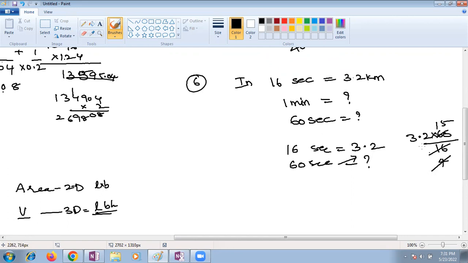Another trick, ma'am. That is 3.2 divided by 16 into 60. Ma'am, when we divide 3.2 by 16, we'll get 0.2, and multiplied by 60, we'll get 12. And when we convert it into meters, we'll get 12,000 meters. Ma'am, kilometers. No. 12 kilometers. It is 120 you will get, but here one decimal place you have to keep. That means 12 kilometers. You can run 12 kilometers in 1 minute. Ma'am, that only, 12 kilometers.